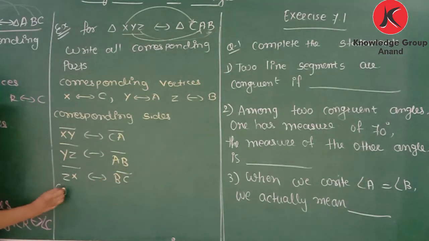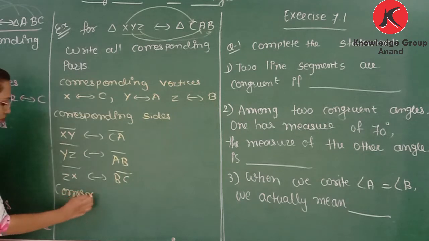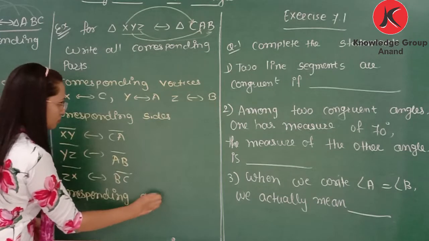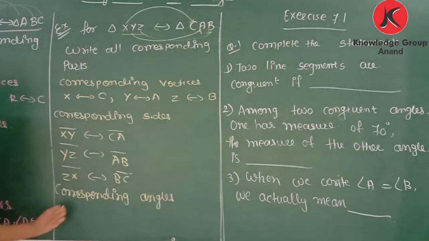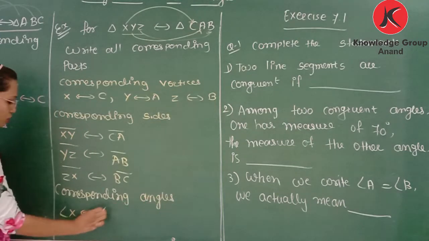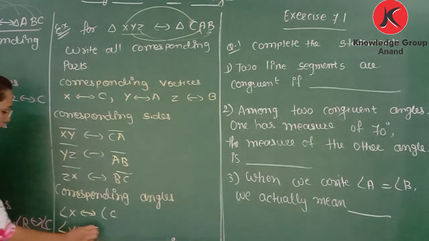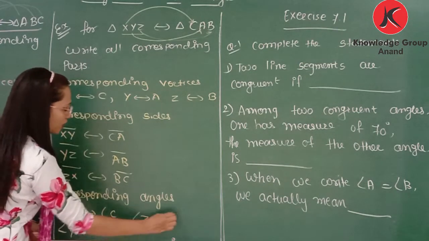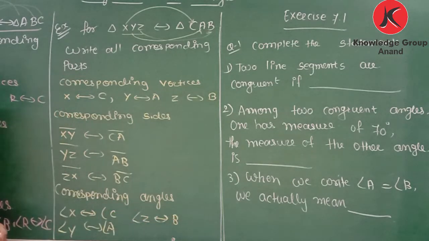Now corresponding angles. Here we can write angle X corresponds to angle C, angle Y corresponds to angle A, and angle Z corresponds to angle B.